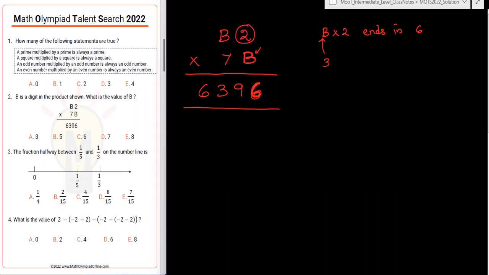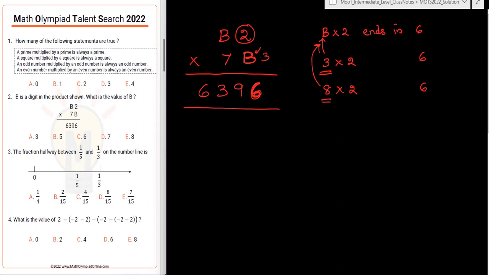You can have it as 3 because 3 times 2 is 6. Or is there any other possibility for B? Of course, you can also have 8, right? 8 times 2 ends in 6. It's actually 16, it ends in 6, so that's also possible. So all you have is 2 choices, like 3 or 8. We just have to plug it in and see which one works. It's as simple as that.